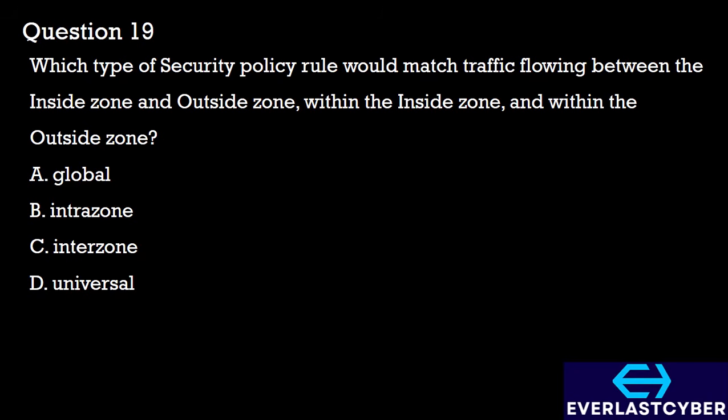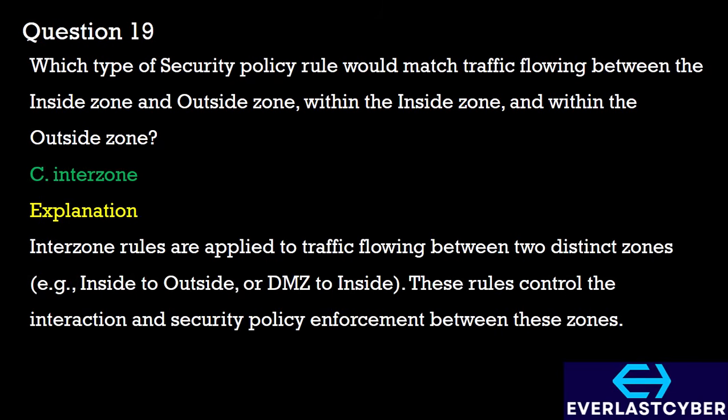The security policy rule of the type interzone is used to match traffic between different zones, such as between the inside zone and the outside zone. While the universal in option D is not a recognized type of security policy rule in Palo Alto Networks firewalls. So we'll be going with option C, the interzone security policy. Interzone rules are applied to traffic flowing between two distinct zones, such as inside to outside or DMZ to inside. These rules control the interaction and security policy enforcement between these zones.